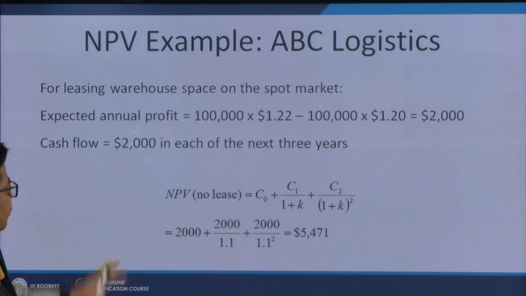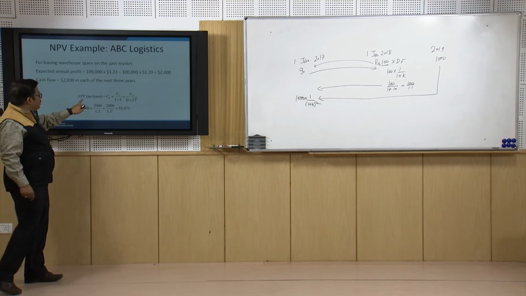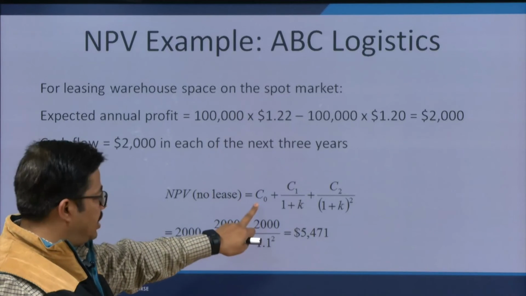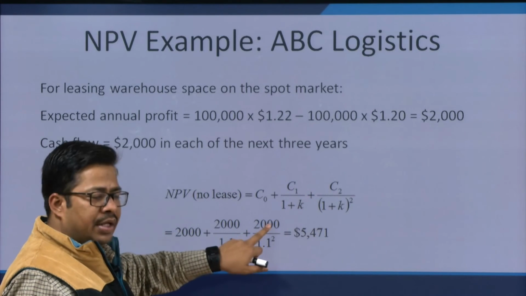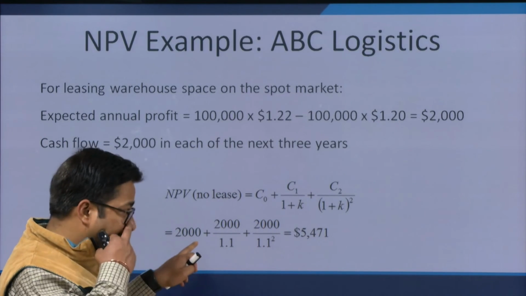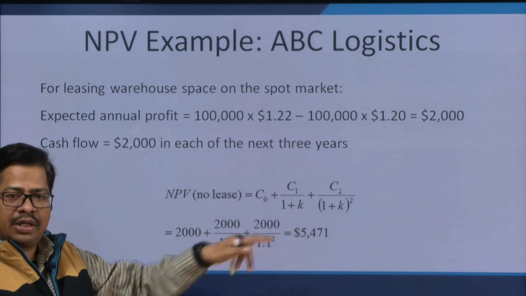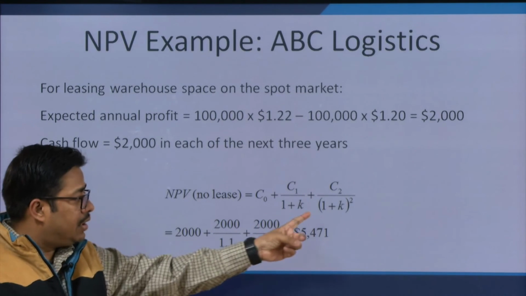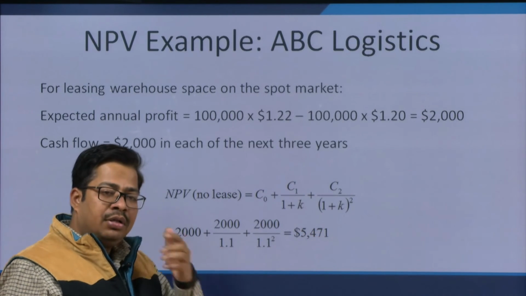Now the cash flow for 3 years will be $2000 each year when you are going for the spot market, no lease. So 2000 in the first year, 2000 in the second year, and 2000 in the third year. For each of 3 years you are getting 2000, and for the first year the discount is 1 upon 1 plus k. Then for the second, as I explained there, it becomes 1.1 the whole square.